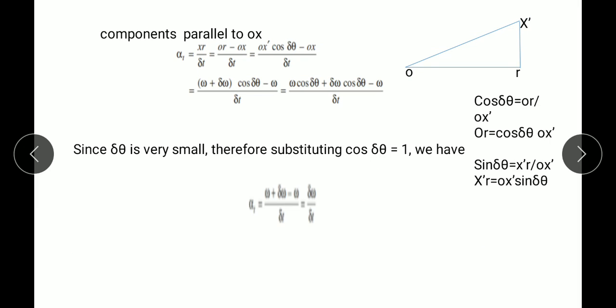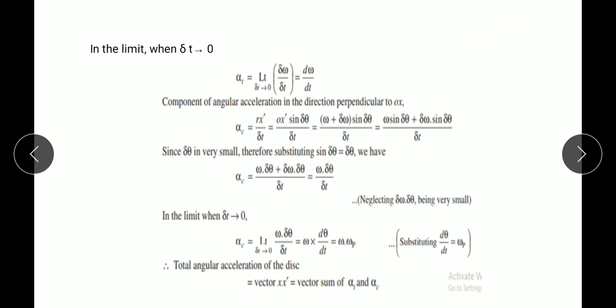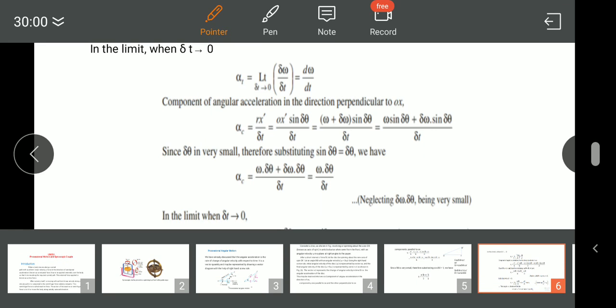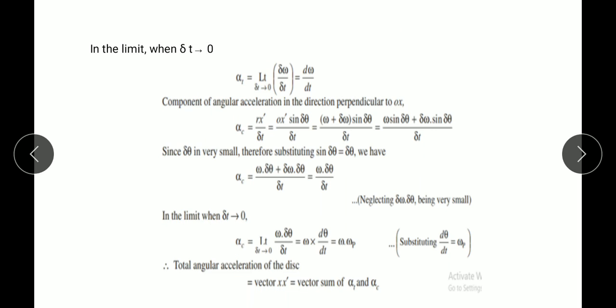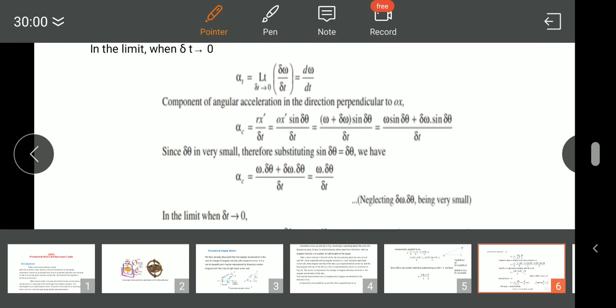Okay, so take limits here. Alpha t equals limit delta t tends to 0 of delta omega by delta t. So that is equal to, in differentiation, d omega by dt. That is alpha t. Alpha t is along OX, and we get d omega by dt. Next, the component of angular acceleration in the direction perpendicular to OX.